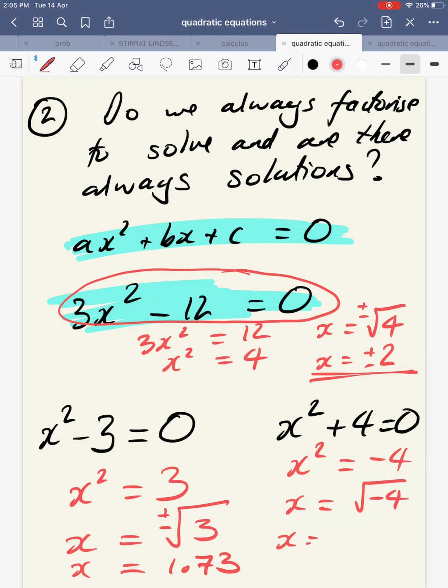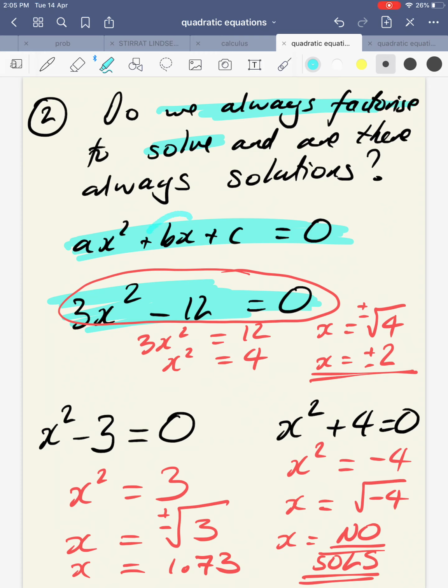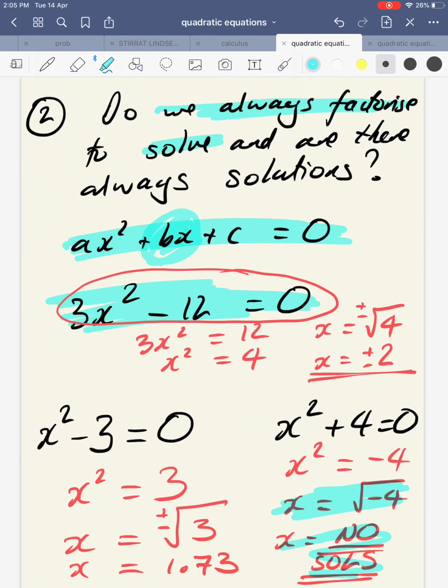and you'll find that it doesn't work because there is no number multiplied by itself to give negative 4. So in answer to these questions, do we always need to factorise to solve? No. We can solve sometimes by just making x the subject, but that's a special case when there are no x squareds in the middle bit. And are there always solutions? Well, sometimes there aren't solutions. Okay, and we saw that there.